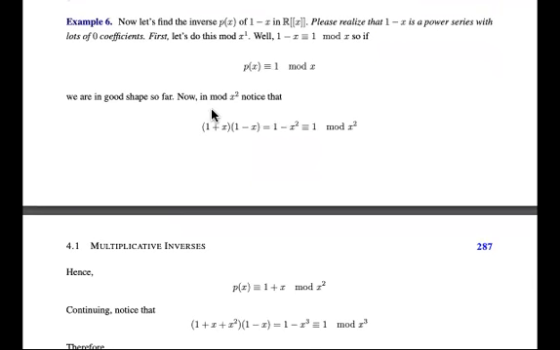So this compatibility idea we'll use when we do inverses. If we want to find the inverse of a polynomial like 1 minus x, we can do this one mod at a time. Let's start with x to the first. Notice first of all that 1 minus x is like 1 mod x to the first, which has an inverse of 1 anyway. So its inverse, call it p of x, is going to be 1 mod x. That means no matter how high we go up, it'll always start with a 1 plus something or other.